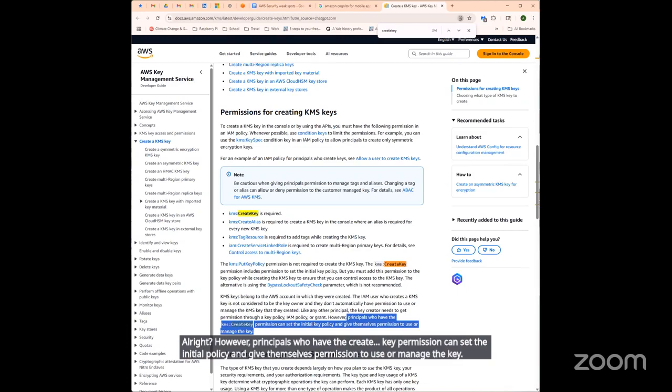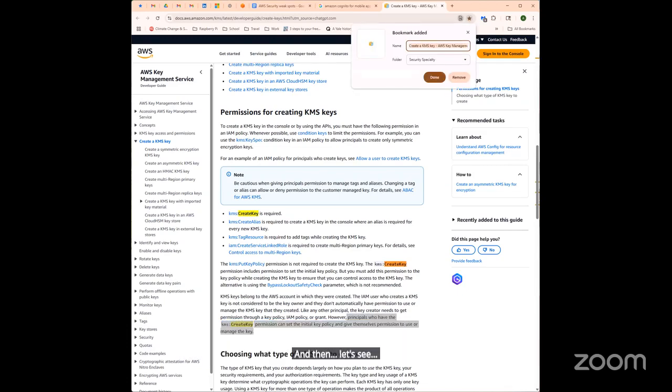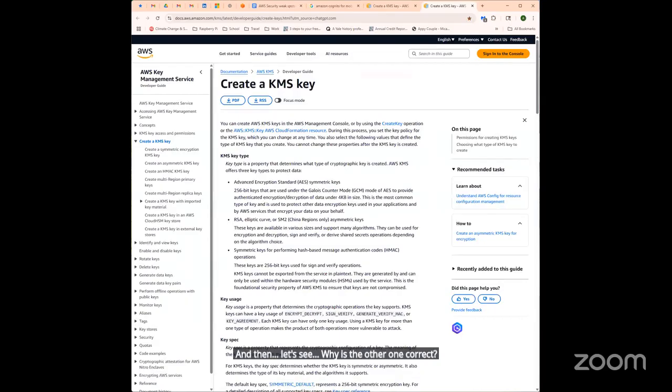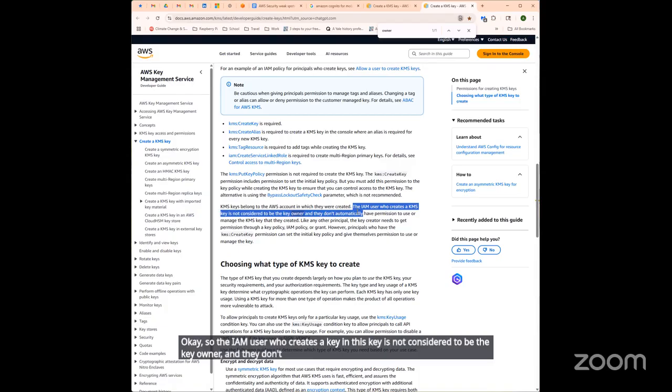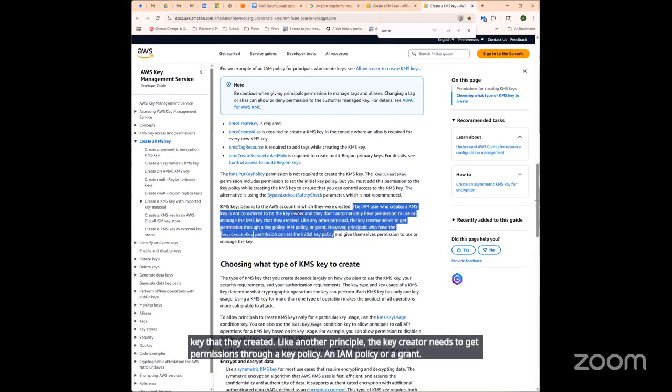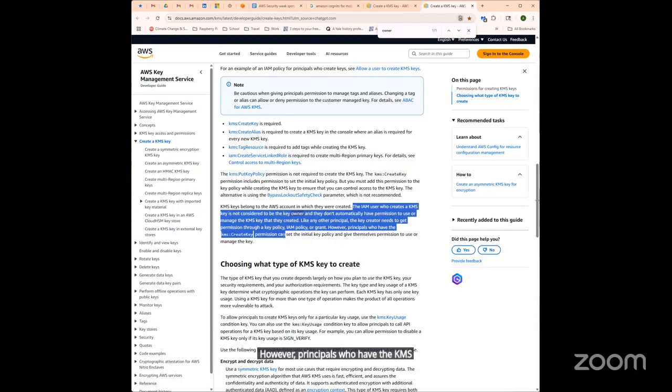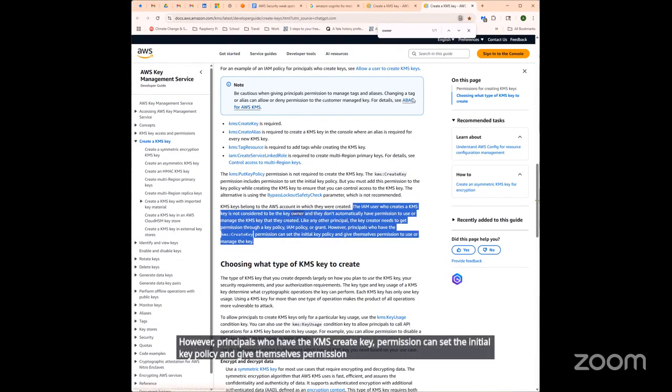And then, let's see, why is the other one correct? The IAM user who creates a KMS key is not considered to be the key owner, and they don't automatically have permissions to use or manage the key that they created. Like any other principal, the key creator needs to get permissions through a key policy, an IAM policy, or a grant. However, principals who have the KMS create key permission can set the initial key policy and give themselves permission to use or manage the key.